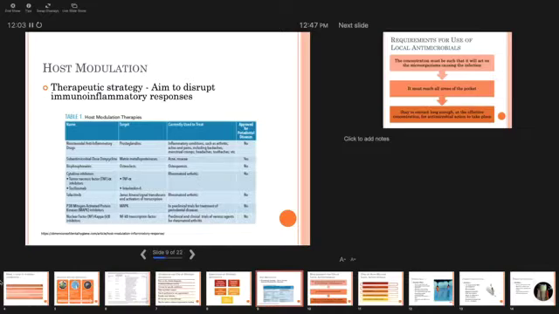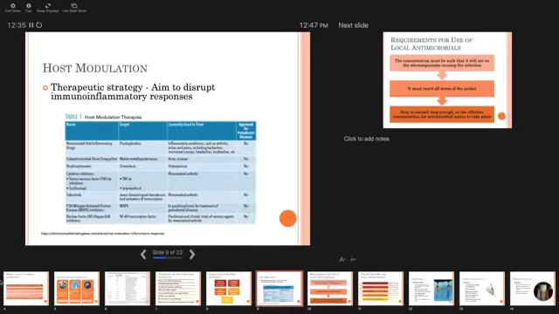So this table shows some host modulation therapies. Now, these are just general therapies. These are not specific just to dental hygiene. These are host modulation therapies in general. And when you look at the far right, you can see that there is only one, the doxycycline, that is approved for the treatment of periodontal disease. It's also used for acne and rosacea.